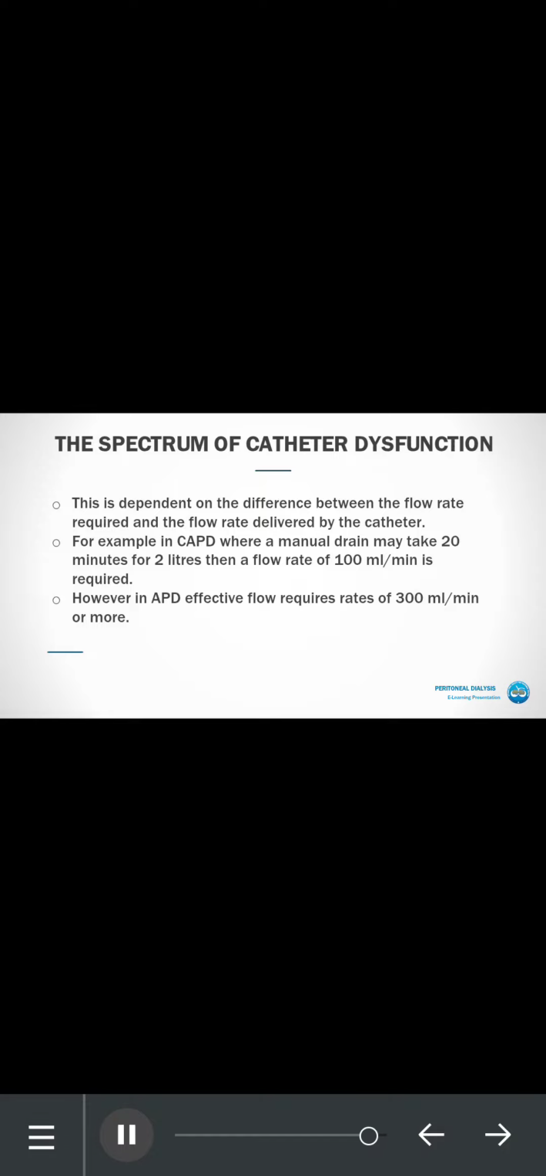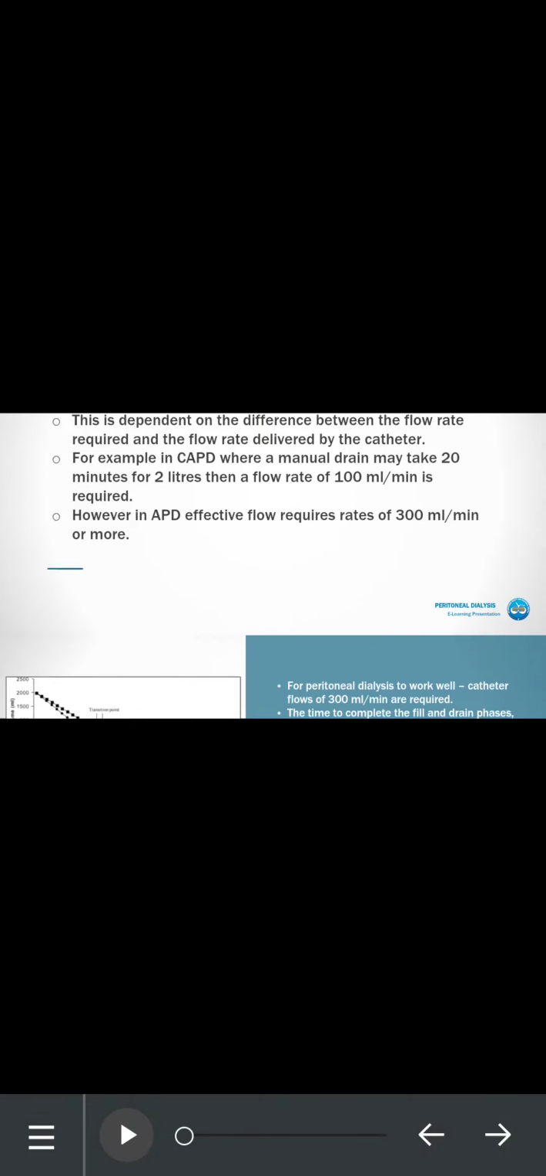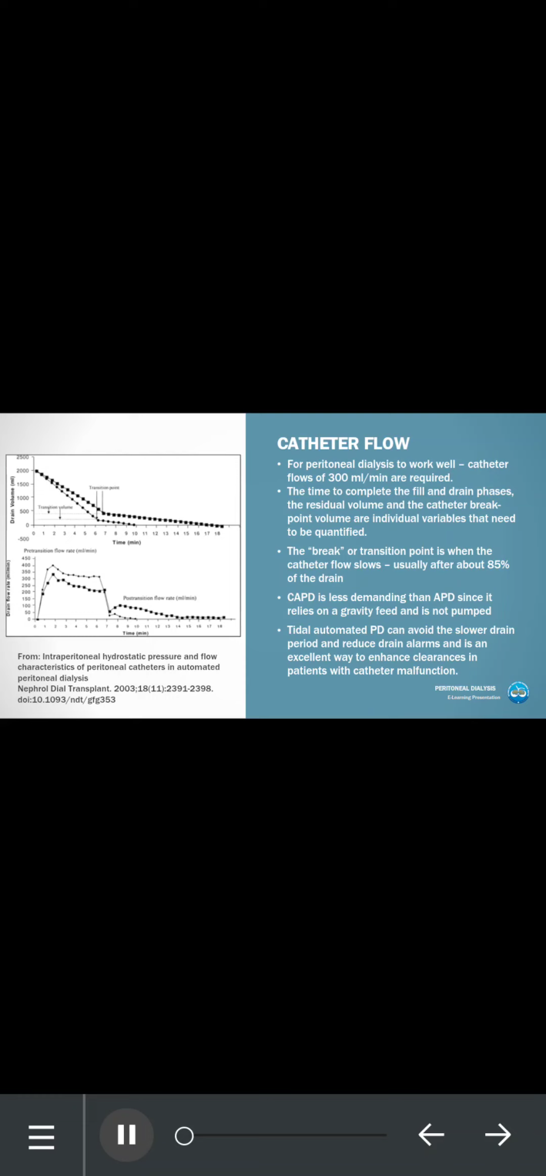Different services use different approaches to this problem. In this slide, I'm showing you a paper by Scanziani in NDT from 2003, an important paper because it explores the flow rates of the catheter. You can see initially you have an early flow rate as the fluid is draining out, for example. So you've got 2 litres in, draining out, and the flows go up to 350 or so mils per minute, but then they slow down at what's called the transition point. So when you've drained out to around about 85%, it's individual, of course. The flow rate often slows down at that point. This is known as the break point or transition point.